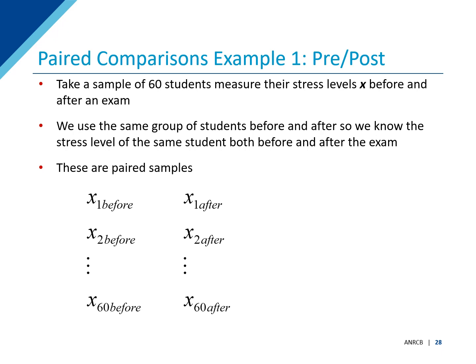In order to test this hypothesis, we'll take a sample of 60 students and measure their stress levels indicated by the variable X before and after an exam. We use the same group of students before and after, so we know the stress level of the same student, both before and after the exam. In these paired samples, we have two measurements for each student, the stress level before, X1 before, and after, X1 after, the exam.